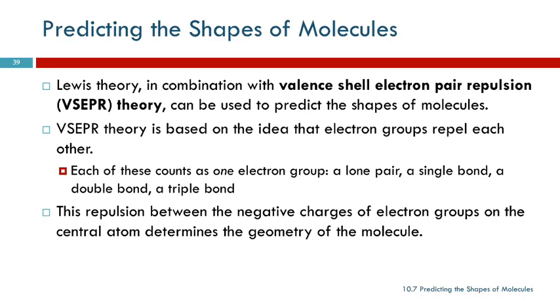My 6 children are one herd of children, right? They belong to the same family. They can't separate from each other. So they are one group. The repulsion between those negative charges on the central atom determines the geometry of the molecule.